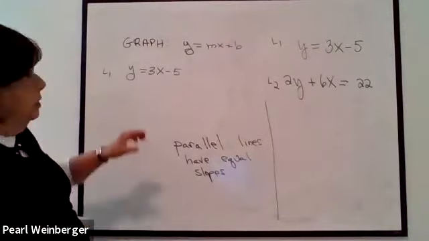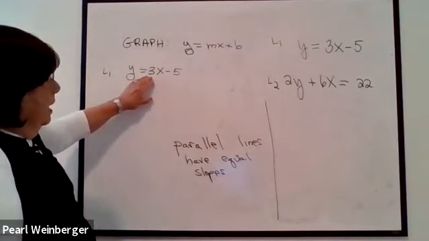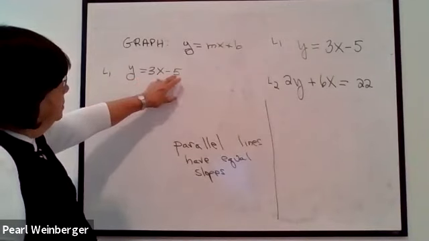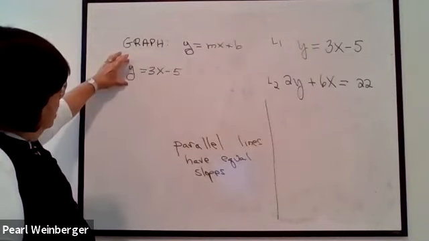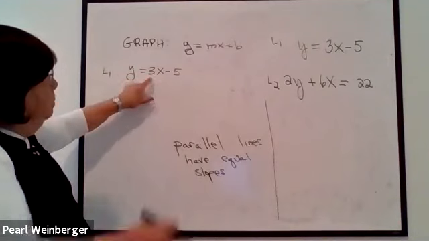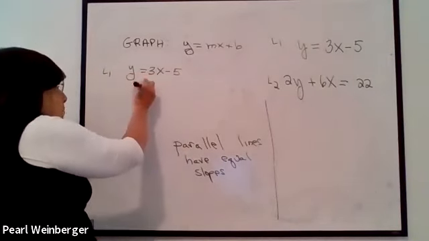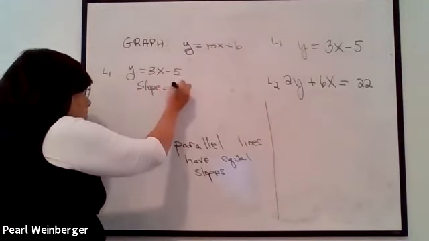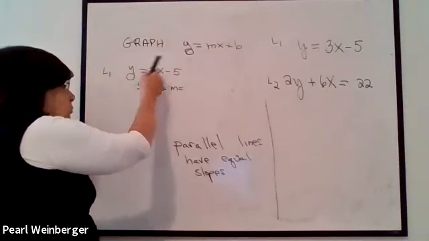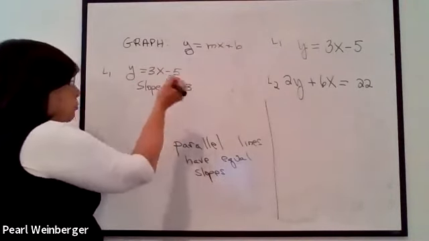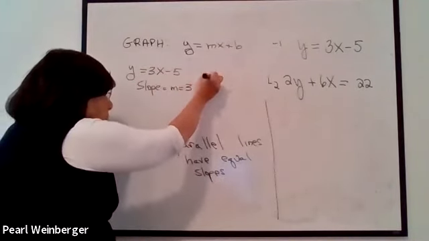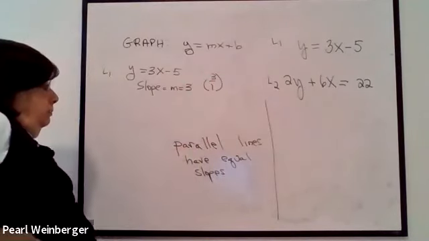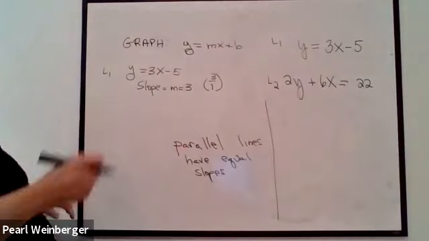Okay, so we're looking at the equation of this first line, and it's already in the y equals mx plus b form because it's y equals. So the slope of that line, the m, is simply the number in front of the x, which is 3, or 3 over 1 if you want to write it as a fraction. That's the slope of line 1. What about the slope of line 2?